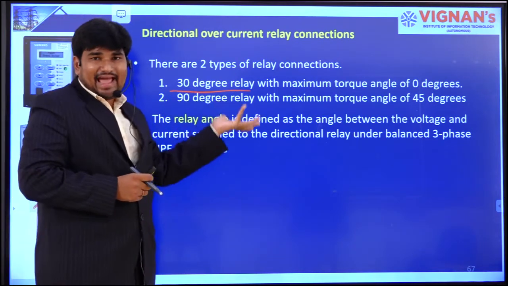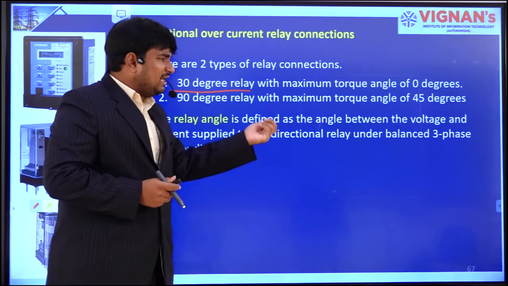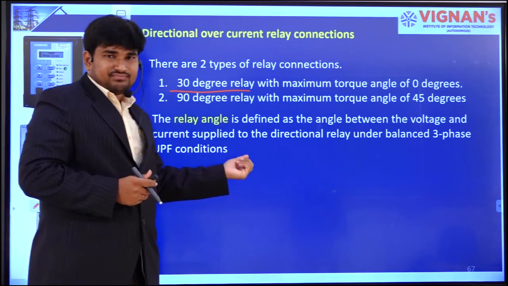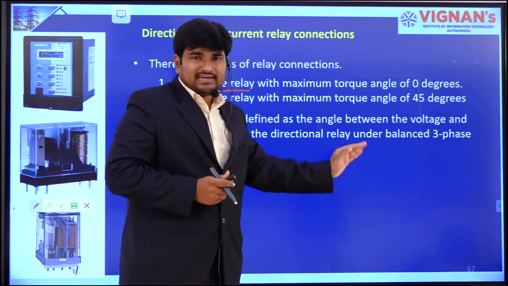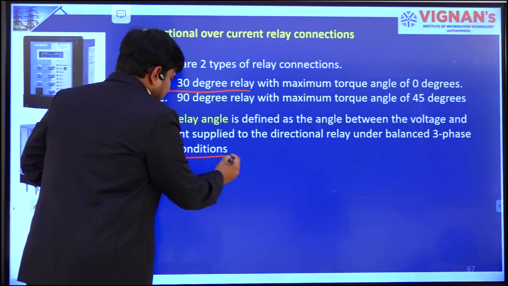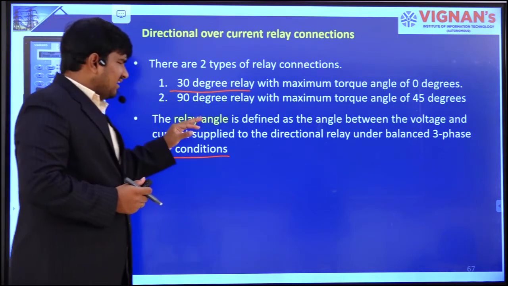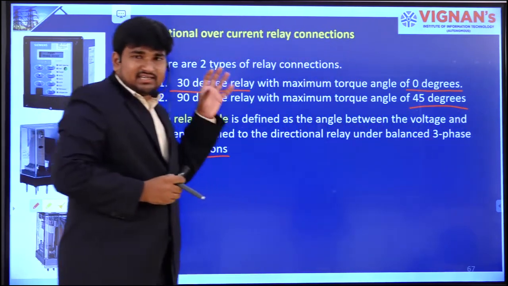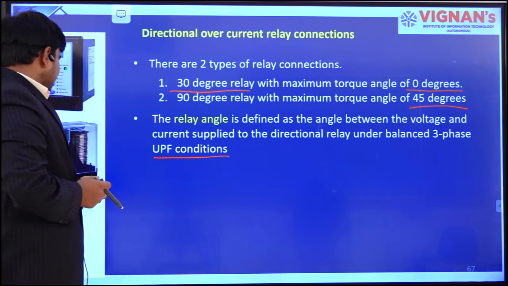That we call the relay angle. What is meant by relay angle? The relay angle is defined as the angle between the voltage and current supplied to the directional relay, under balanced three-phase unity power factor conditions. So this is the relay angle, and the torque angle tau we have discussed previously. Now let us see each one in detail.